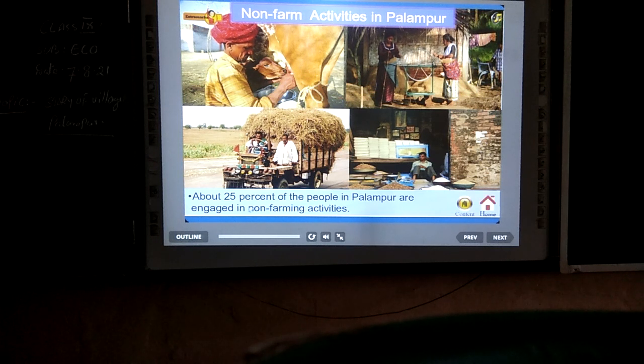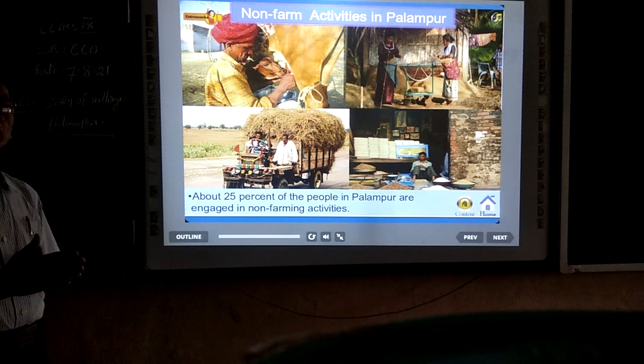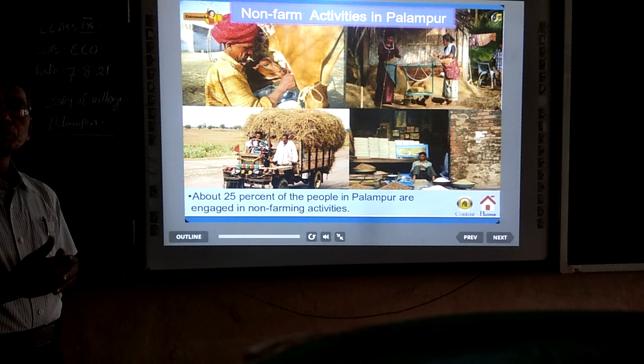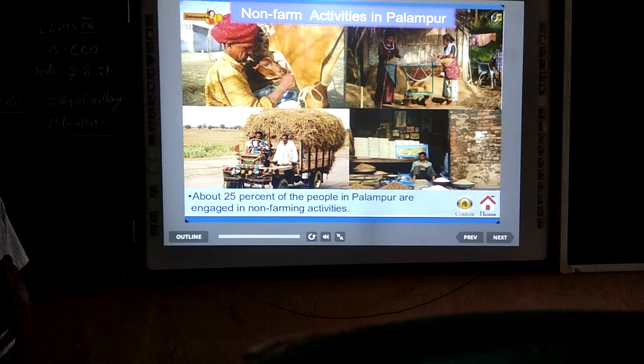So about 25% of the people in Palampur are engaged in non-farming activities. That means apart from agriculture, since the income is not sufficient for their own survival, they engage in other non-farming activities in their free time. So one-fourth of the people of Palampur are engaged in non-farming activities.